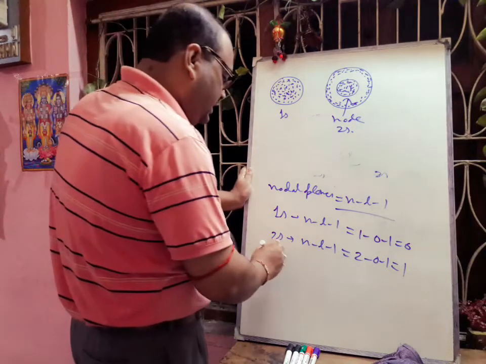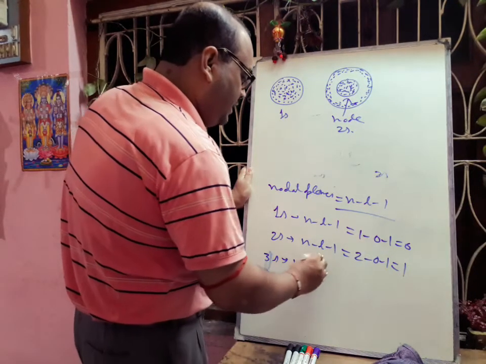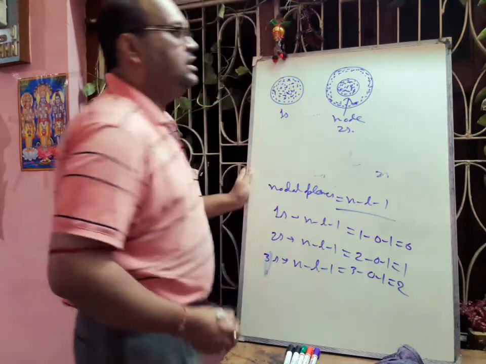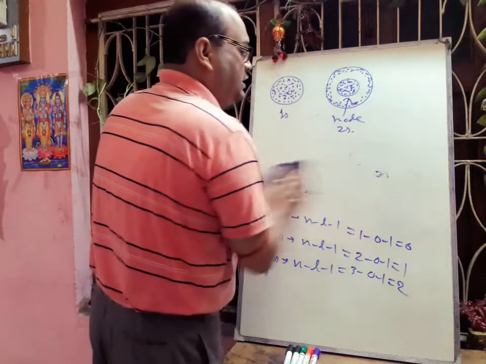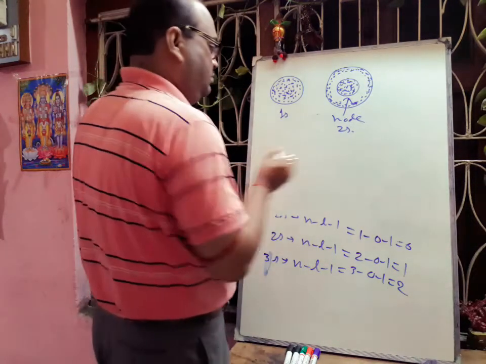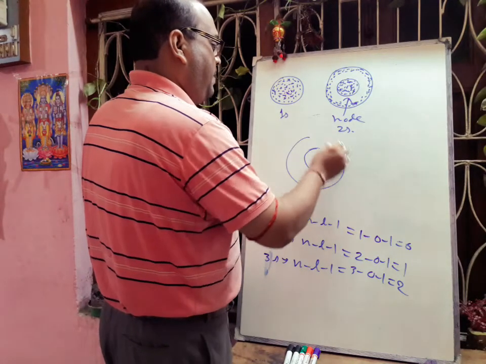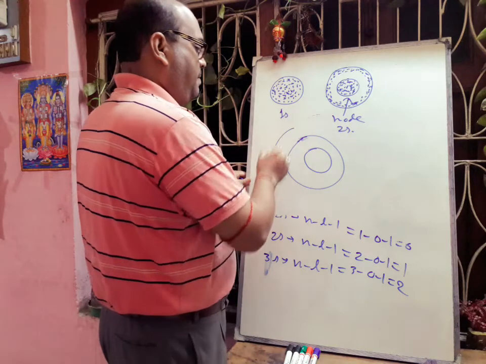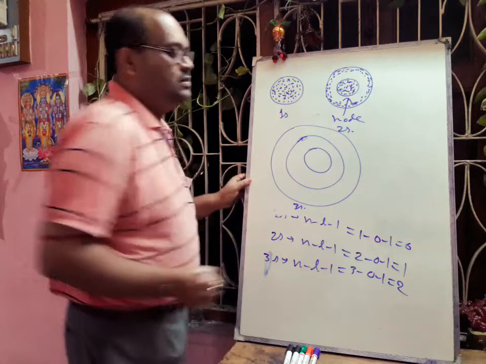If we think about the 3s orbital, n minus l minus 1 is equal to 3 minus 0 minus 1, so definitely there will be two nodes. If you want to draw the structure of the 3s orbital, its volume will be more. This will be the 3s orbital.